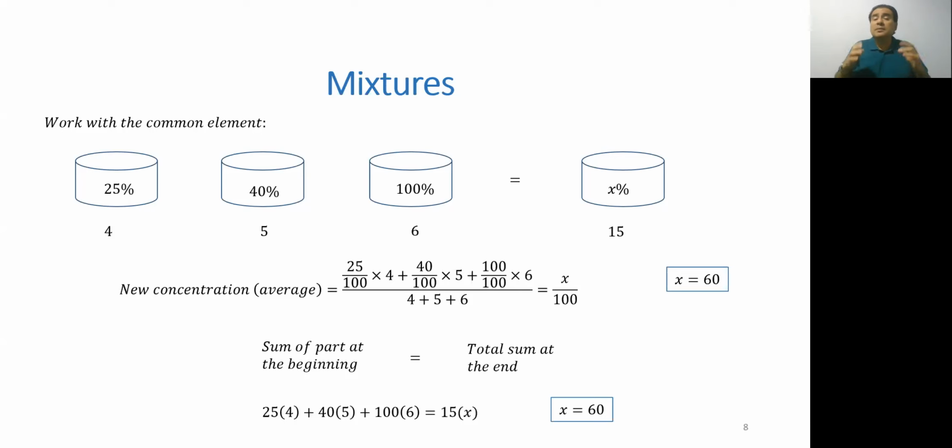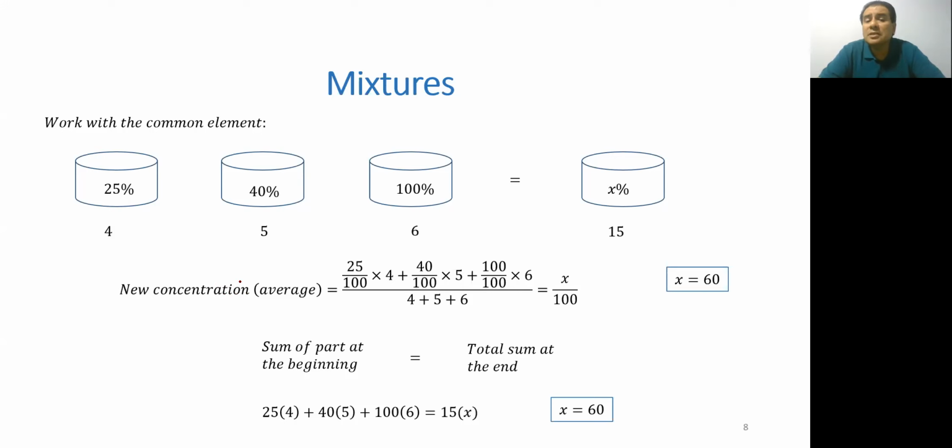And then you are given the concentration rates or percents of the common element in each of the liquids, and you're given the volumes of the liquids, and you have to estimate what is the concentration in the mixture. It's like an average concentration, right, of the common element. So in this example, we could calculate this in two ways.